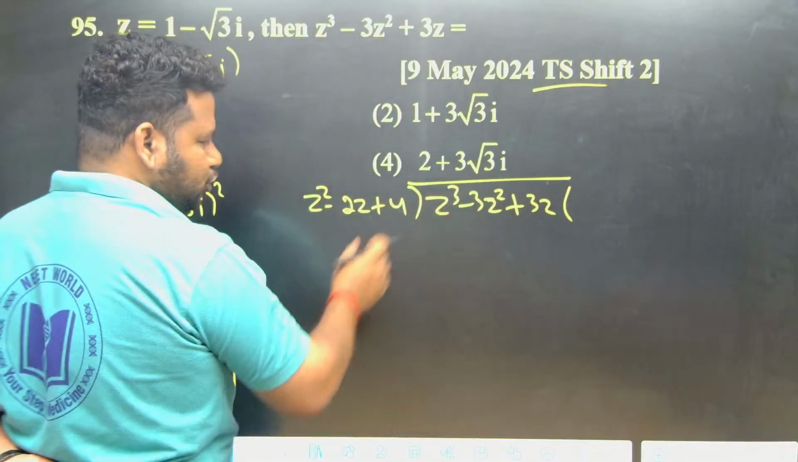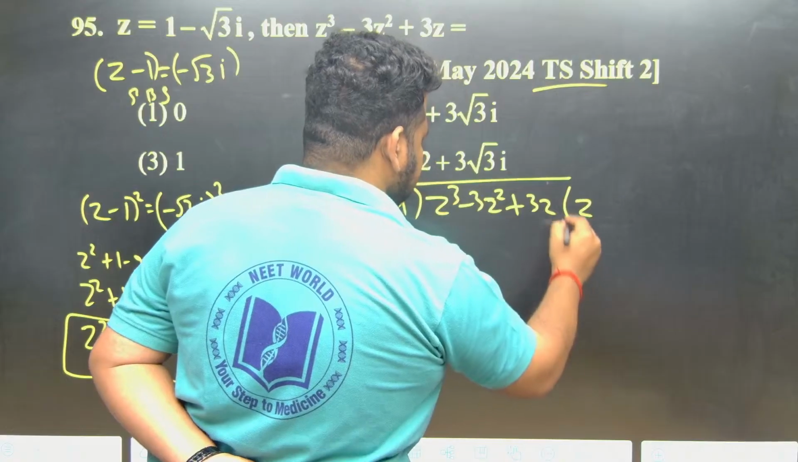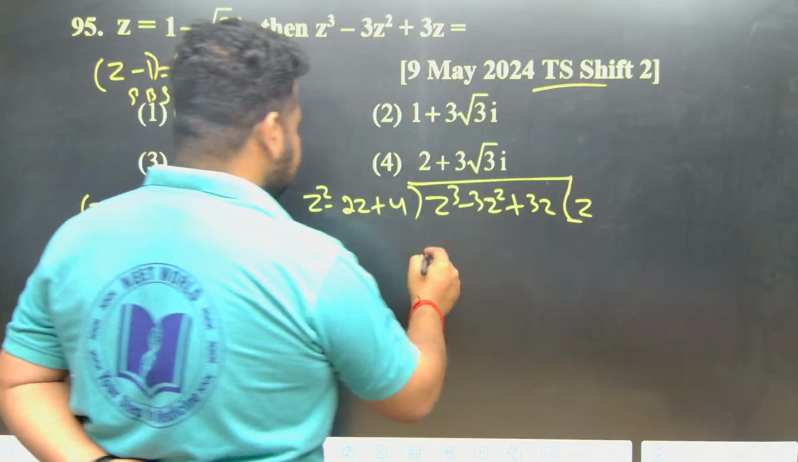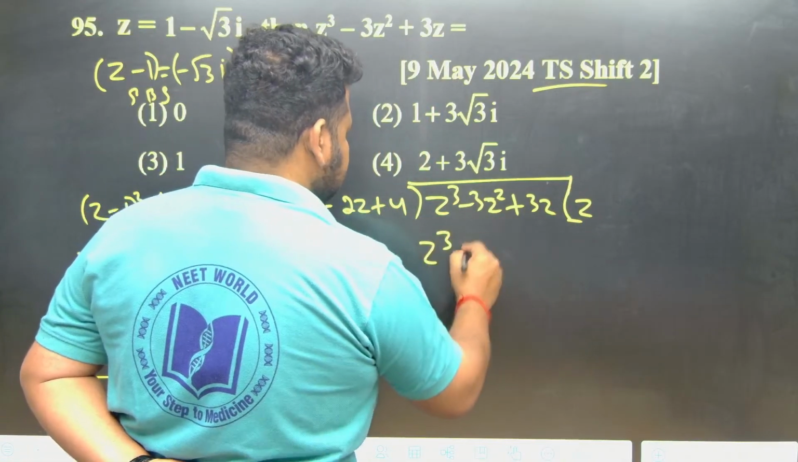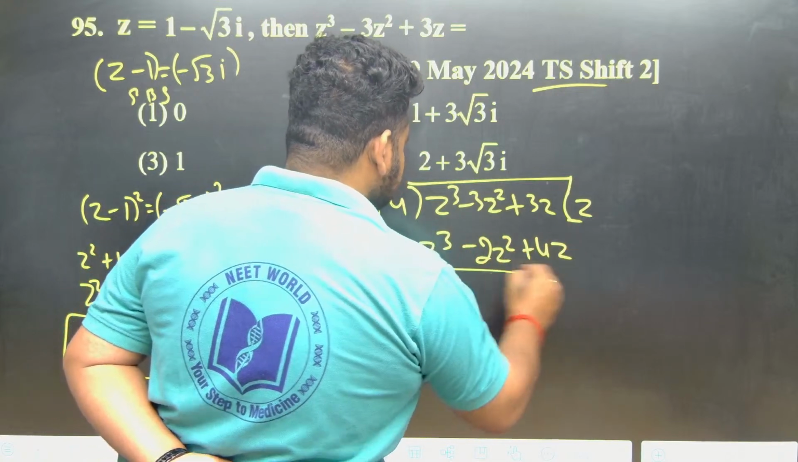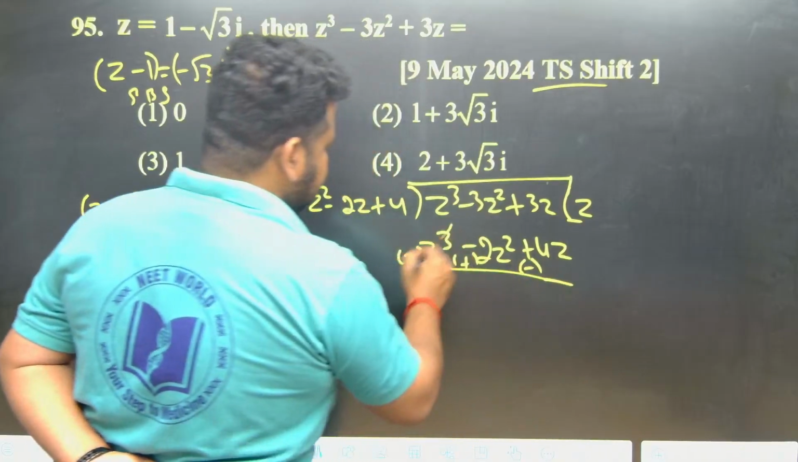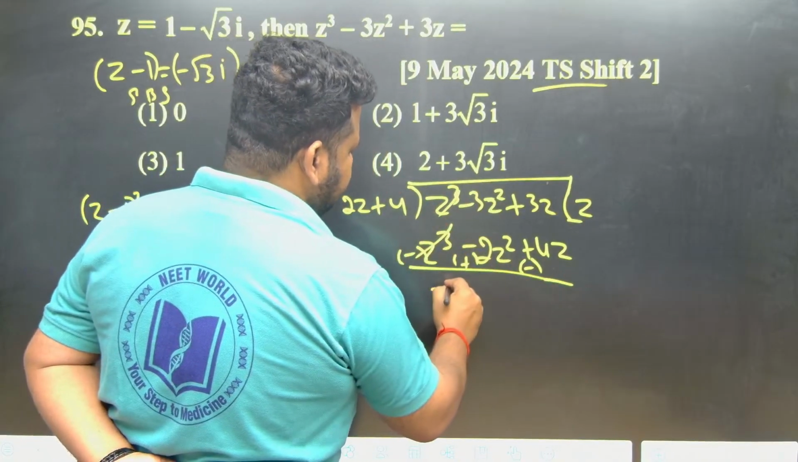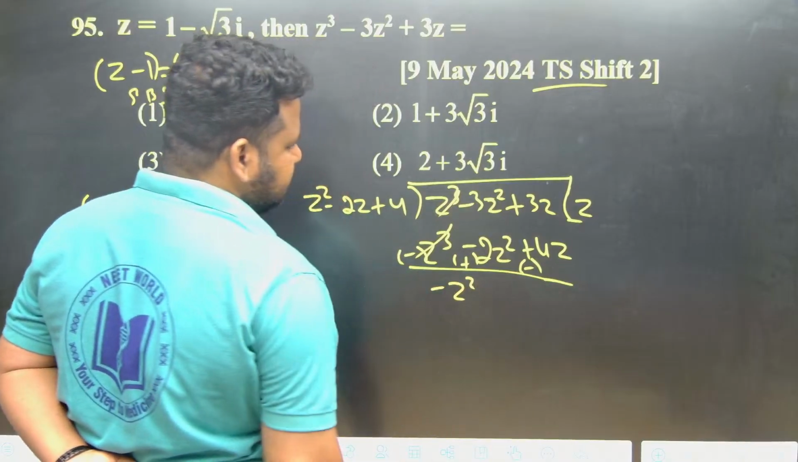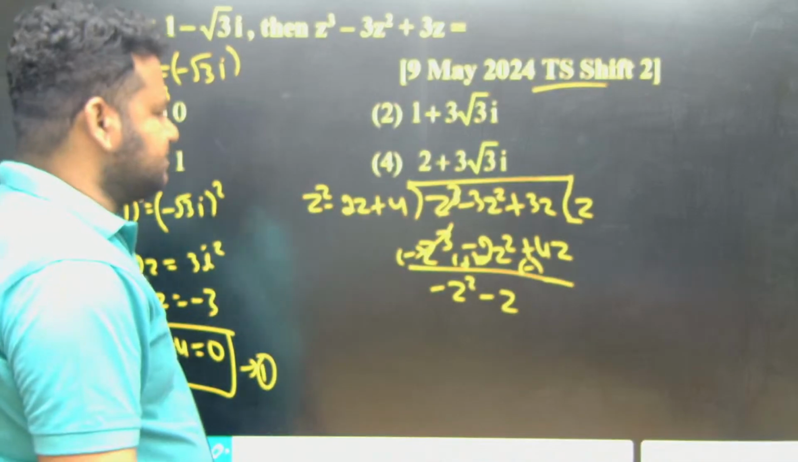You know the long division method. I should write z here. z into z square is z cube minus 2z square plus 4z. Now, subtract it. This will cancel. What will I have? Minus z square minus z square, minus z square, minus z.